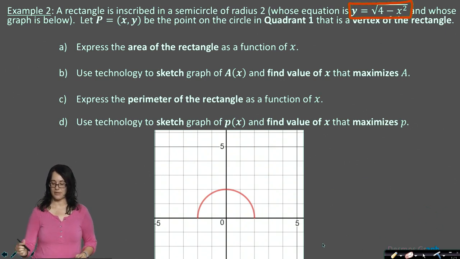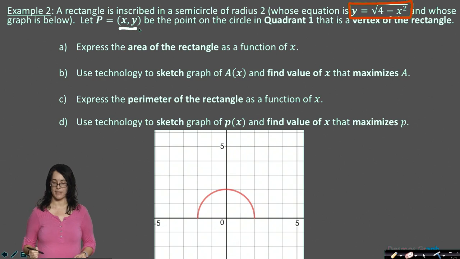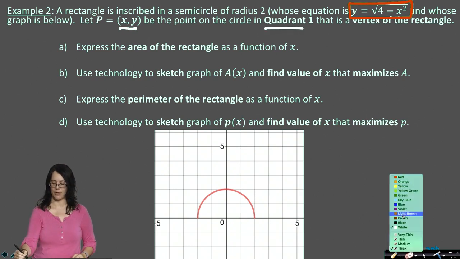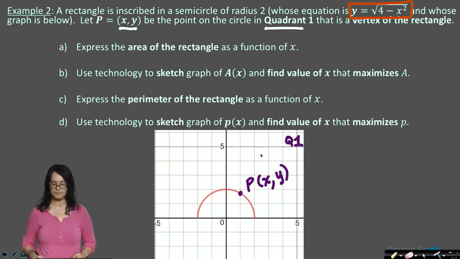And now they'd like us to let P, again, P should just be a point P, and that point P is known as (x, y). It's a point on the semicircular pathway. But notice they want it to be only in quadrant 1. So we could pick any point in quadrant 1. Maybe it's up here, we're not sure yet where it is, but it's going to have an x location and a y location, because this is quadrant one. Remember, it goes around counterclockwise, 1, 2, 3, 4. Okay, so that's a point in quadrant one.